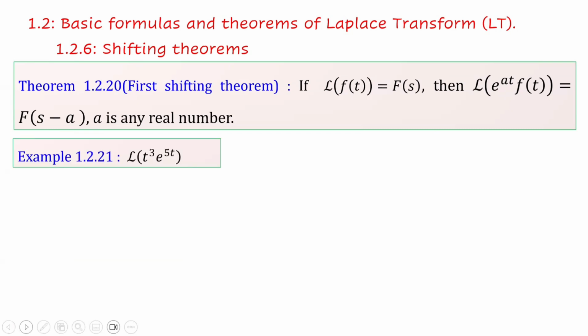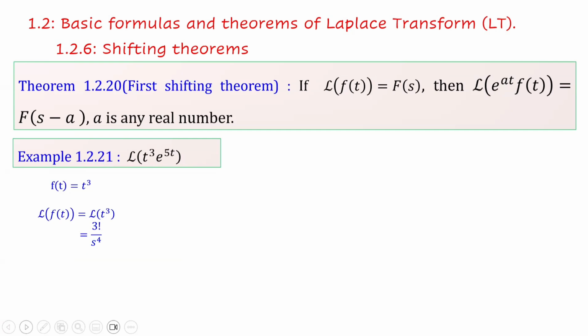So let's have one example with this translation. We want the Laplace transform of t to the power 3 times e to the power 5t, where 5 is a. So let f(t) equal t to the power 3, then the Laplace of f(t) is equal to the Laplace of t to the power 3, which is factorial 3 over s to the power 4.